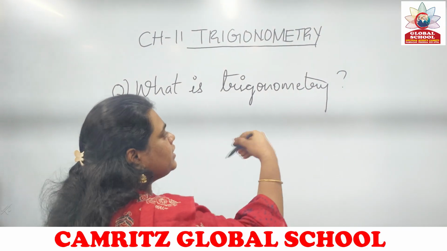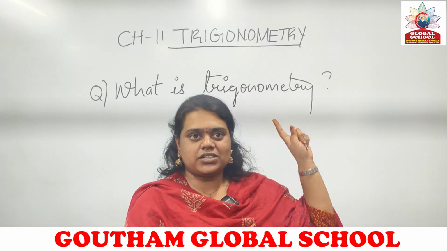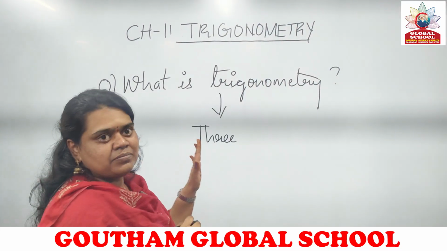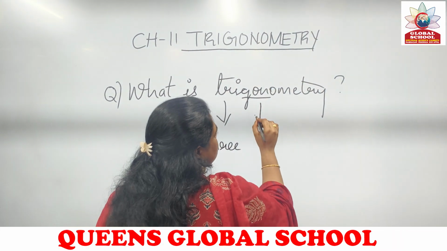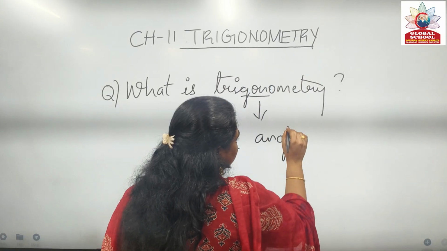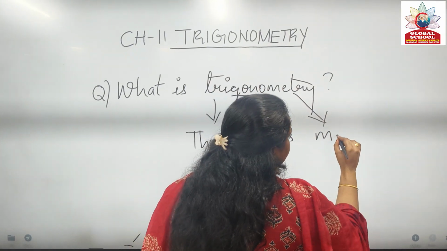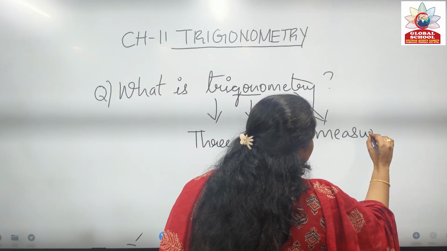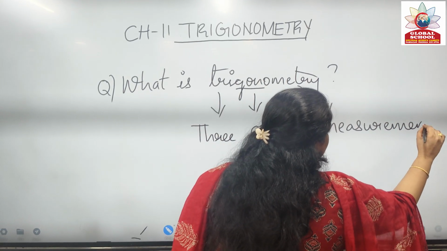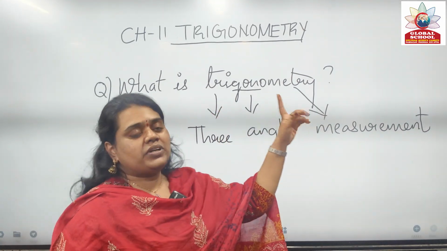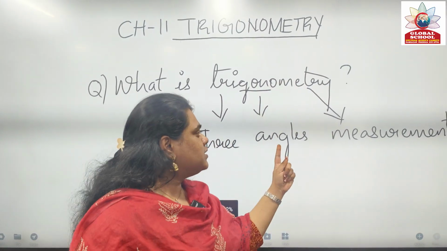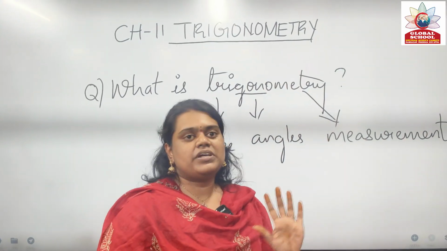So before getting into the depth, let us discuss what trigonometry is. Tri means 3. Gona means angles. Metry means measurement. So trigonometry means: tri means 3, gona means angles, and metry means measurements.